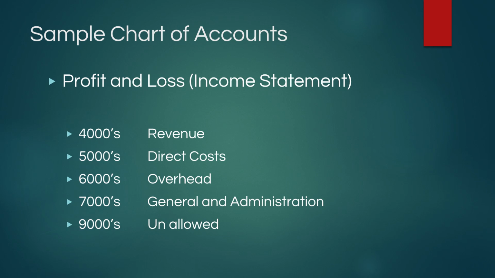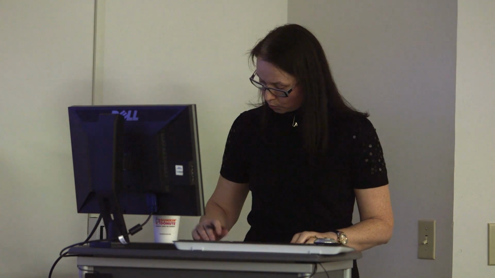Okay, so in a chart of accounts, the best way to do it is to create a sequence that is easily identifiable. In my case, when I set up a client, 5,000 would be direct costs, 6,000 are overhead, 7,000 are G&A, and 9,000 are unallowed. That's how we begin creating the chart of accounts to ensure that we are capturing all of the expenses required when we work on a contract.